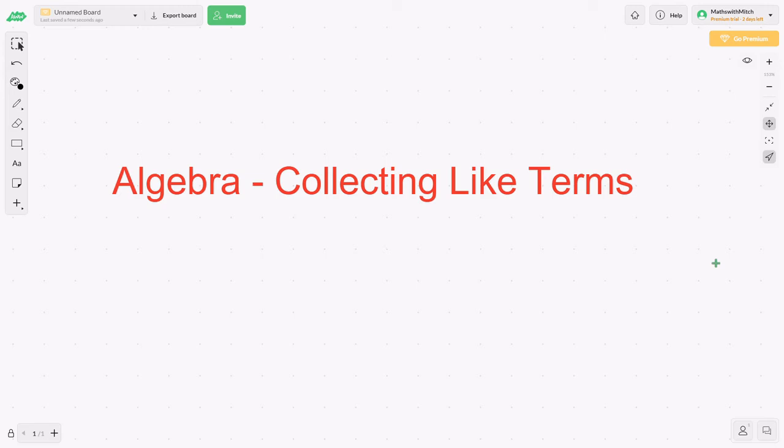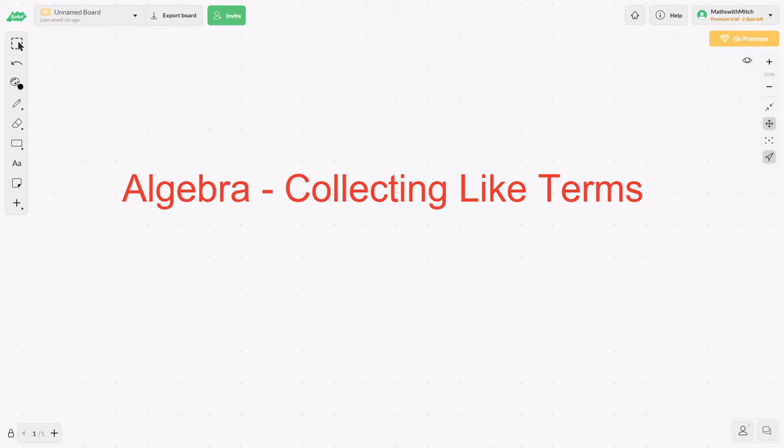Hello and welcome back to Maths with Mitch. Today we are continuing our series on algebra and looking at collecting like terms. So let's make a start with talking about what is a like term.